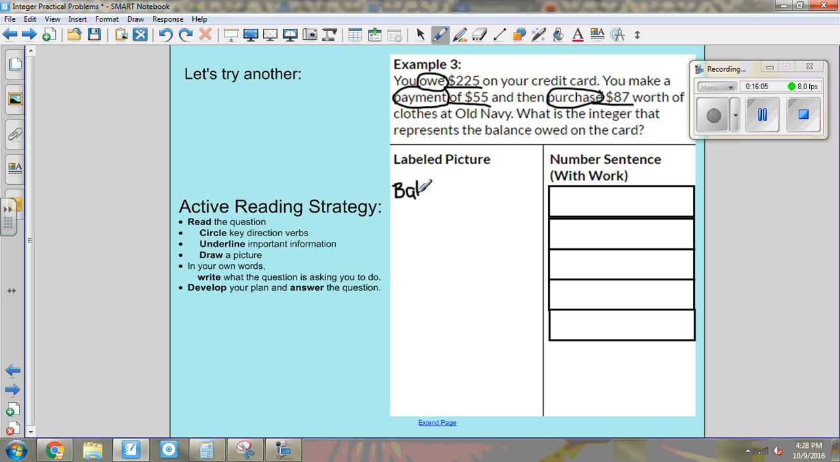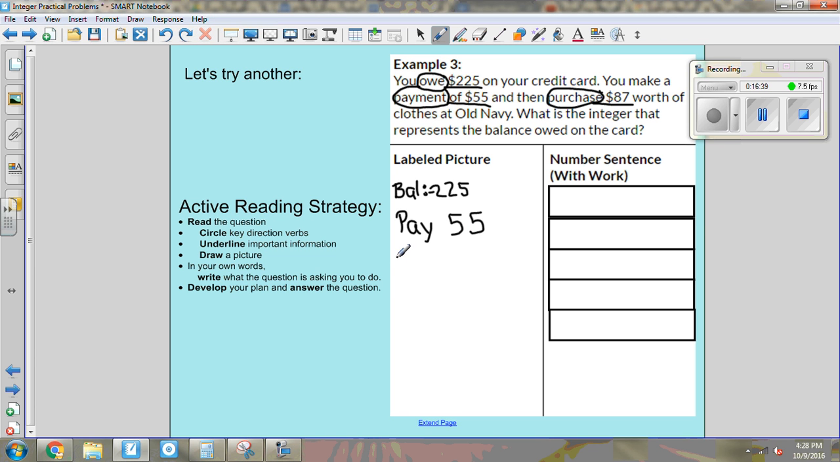My balance tells me, and I'm going to shorten this up, that I owe $225. Now, owing money, remember that key word, that tells me that I'm starting out with a negative. Now, I'm also going to make a payment. So I'm making a list of all of my important information. Sometimes if you can't think of a drawing to draw, you can just write out your important information, and that can kind of count as your picture. I'm pulling it out of the word problem and writing it in a way that makes sense to me.